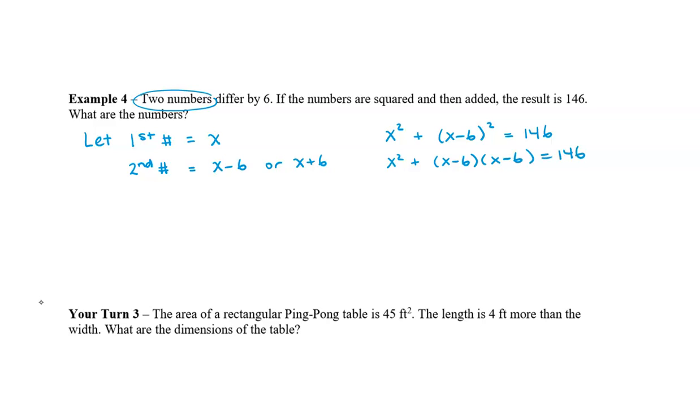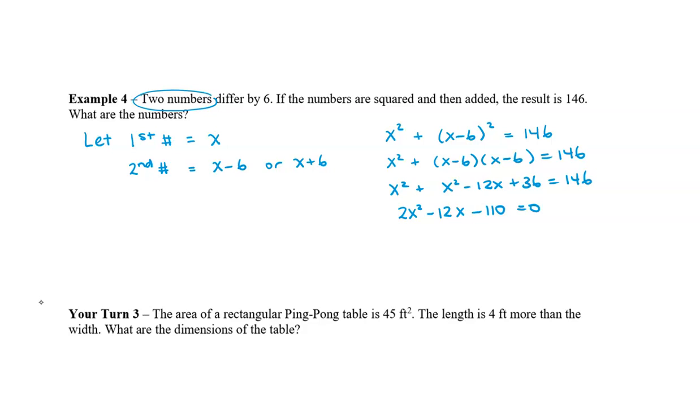Now if you want to skip this step, you can, if you know how to multiply the x minus 6 all squared in your head. So this will be x squared minus 12x, because we have negative 6x, and another negative 6x in the middle, plus 36 equals 146. All right, so let's collect all our like terms and move everything to one side so that the equation equals 0. So we get 2x squared minus 12x, and then 36 minus 146 is negative 110 equals 0.